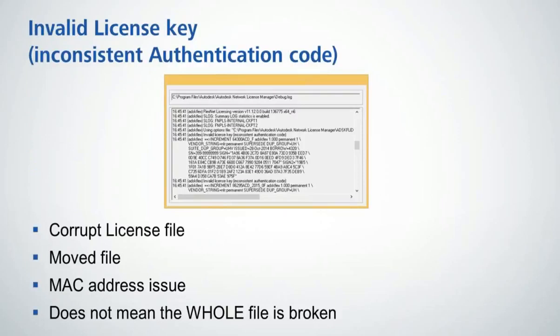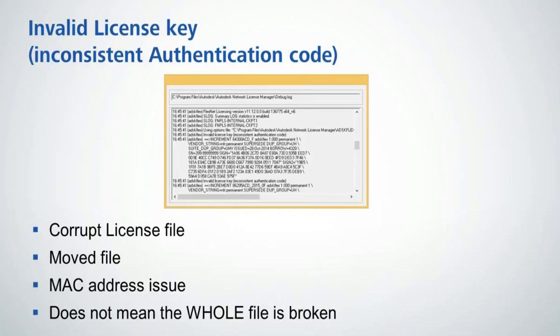Okay, so one of the messages we'll see is invalid license key, inconsistent authentication code. Usually this is indicative of a corrupt license file. Something is missing in the file or it's out of sync. Here it's telling us the section that it's having a problem with. In this case it's an AutoCAD license in the screenshot. Something's missing here, or something's just not quite right.